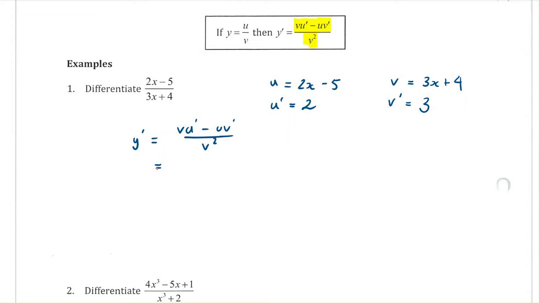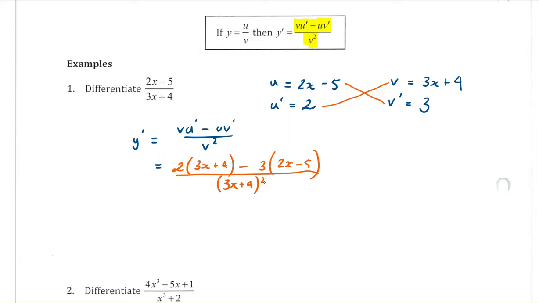Okay, substituting into that, we're going to multiply the V with the U dash. So let's put the 2 first. So 2 bracket 3x plus 4 minus 3 bracket, multiplying the U with the V dash, 2x minus 5. And that is all over V squared. Which, I need to sub in. What is my V squared? 3x plus 4 all squared.